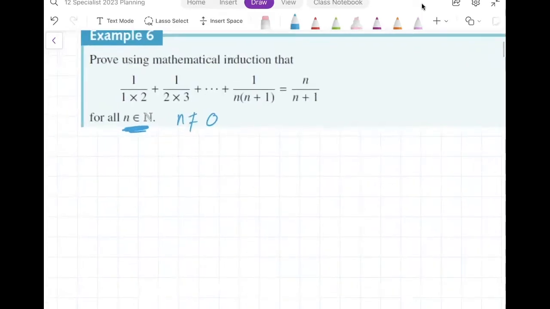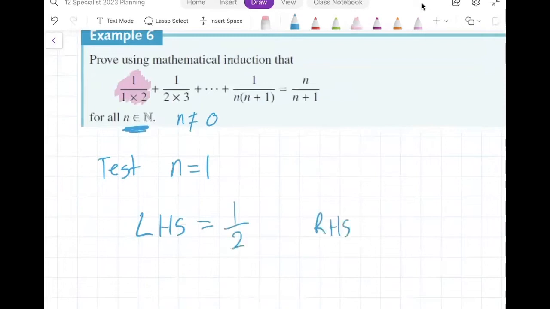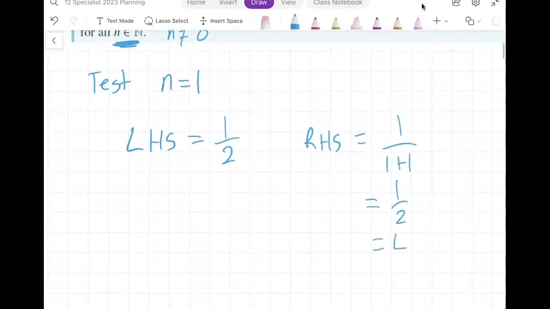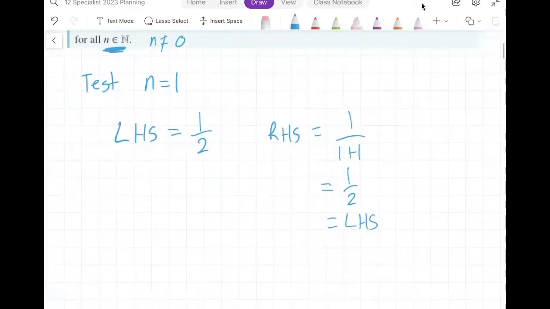So we want to make an initial statement that is going to be to test for n equals 1. N equals 1 being the first term. There's a few different ways to go about solving this. In this case, my first term is 1 over 1 times 2. So I can establish that my left-hand side for my first term is equal to 1 over 2. And my right-hand side when n equals 1 is 1 over 1 plus 1, which also equals 1 over 2, which equals my left-hand side. So therefore, my test for n equals 1 has been true.